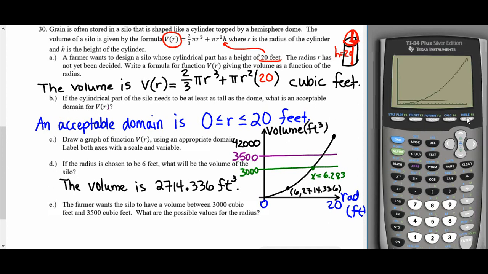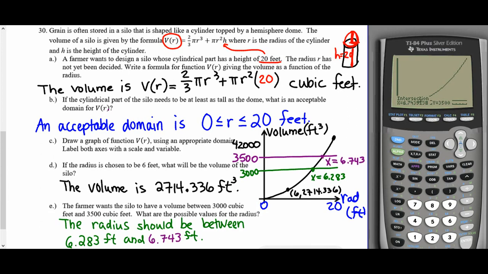So it's nice if you don't put these in all at one time. If you do that, when you go to calculate, your calculator will get confused about which intersection you're looking for. So it's easiest to only have two curves in there at a time rather than putting both lines on like I did in my picture over here. So this second one is at 6.743. So I just have to write that as a sentence, and I have the radius should be between the 6.283 feet and the 6.743 feet. Again, making sure I use units, complete sentence, and if I want to show the work in my picture, then that's great too.